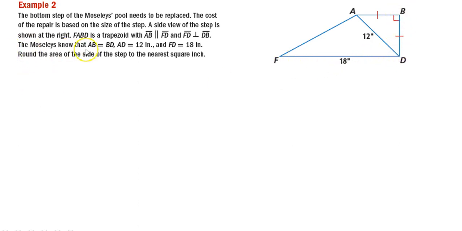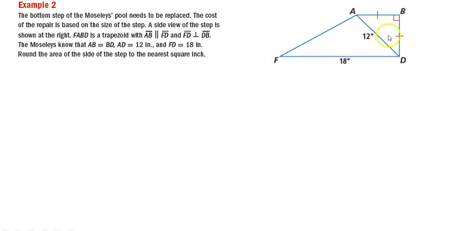And we know that the distance from A to B is the same as B to D, as indicated by the tick marks there. And then AD is 12 inches. So we know that this is 12 inches right here. And we also know that FD is 18 inches, so that distance there.